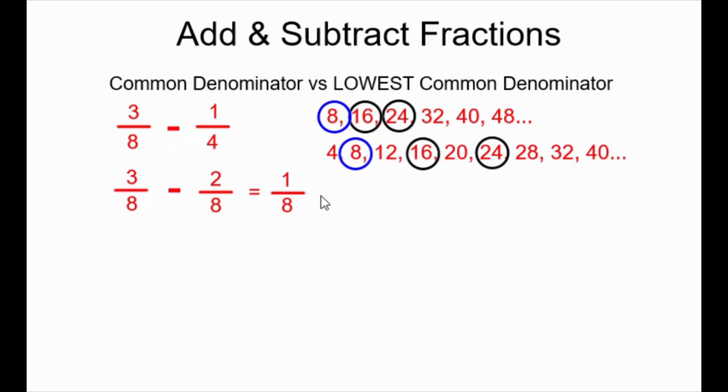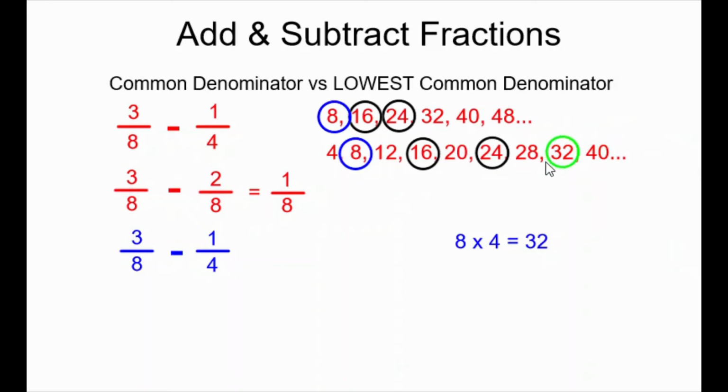Now let's compare this to finding a common denominator. One trick that a lot of students like to use to find a common denominator is to just take the denominators of the two original fractions, the 8 and the 4, and multiply them by each other. 8 times 4 is 32. So that means I can use 32 as my common denominator.